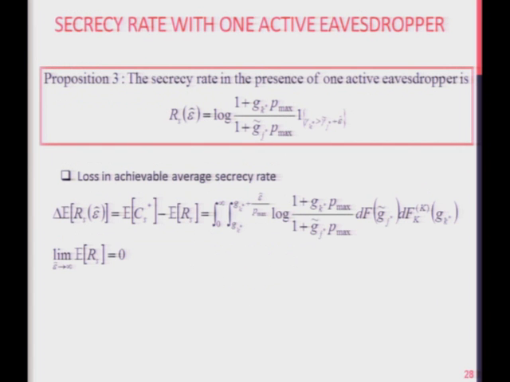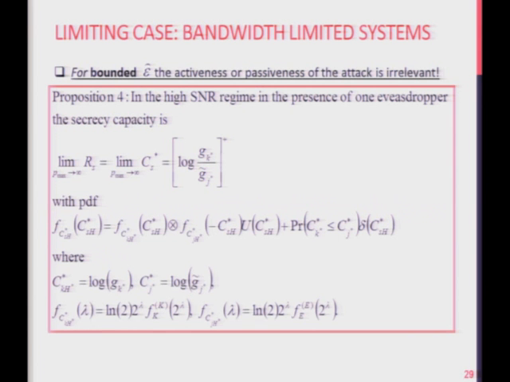So the secrecy rate that is achievable given this formulation is given by this expression. There is a loss on the average achievable secrecy rate because of the action of the eavesdropper. And if we don't bound the epsilon upper hat, then this loss can be detrimental. We will have a zero achievable secrecy rate. So this is what we have here.